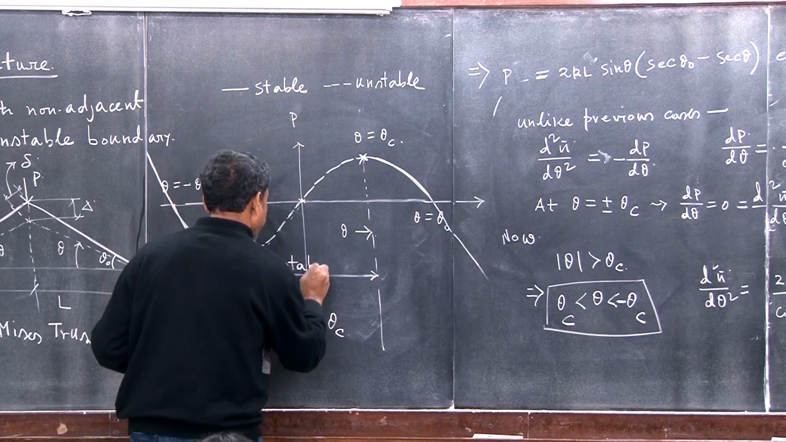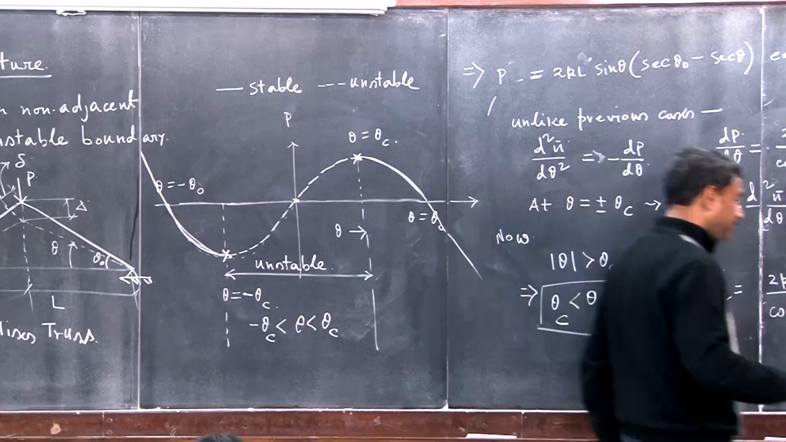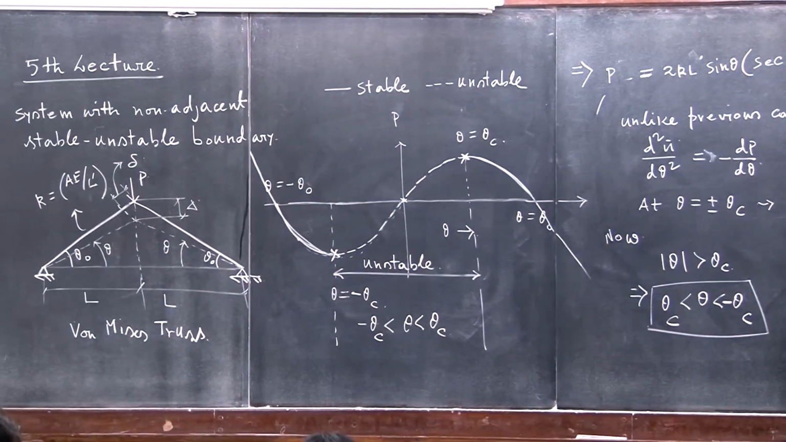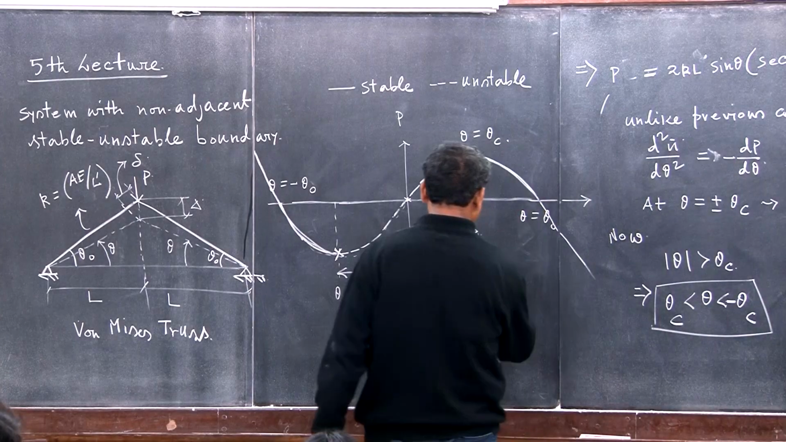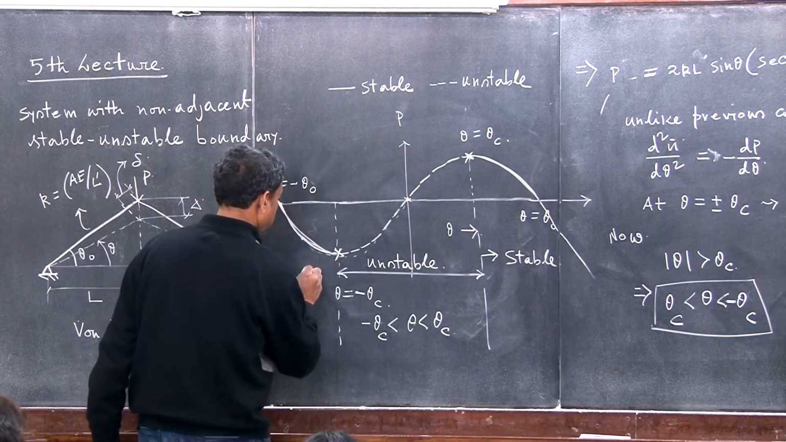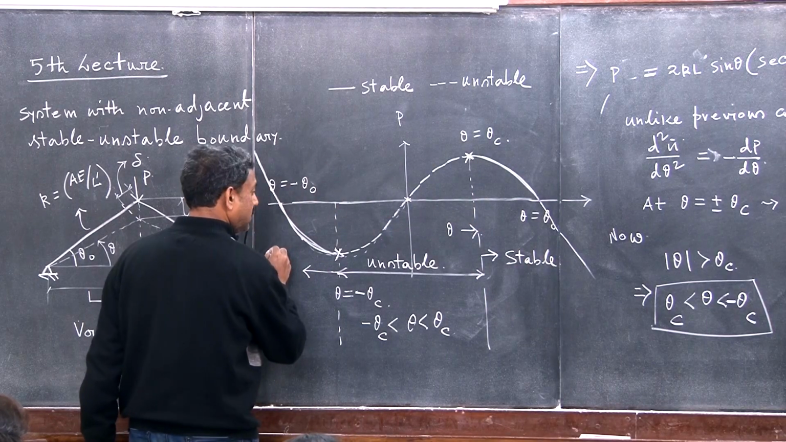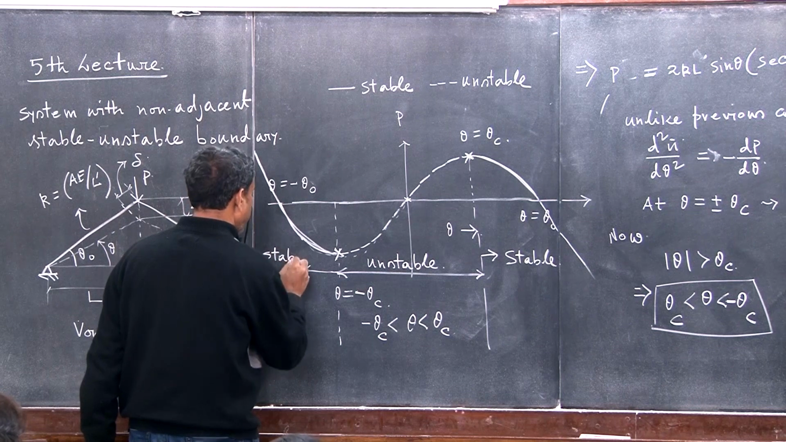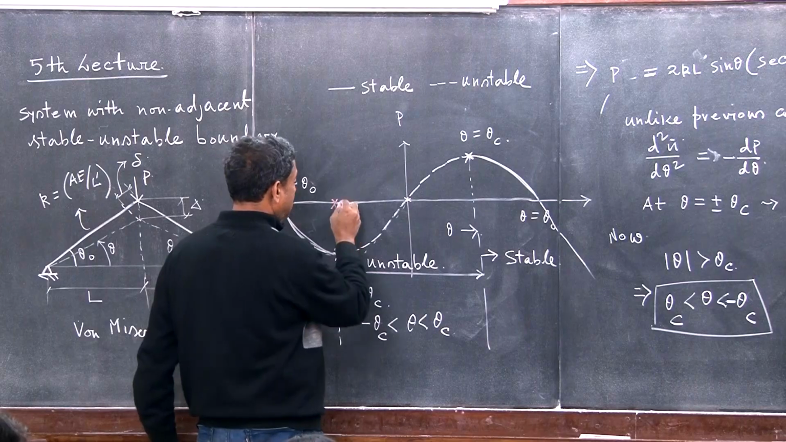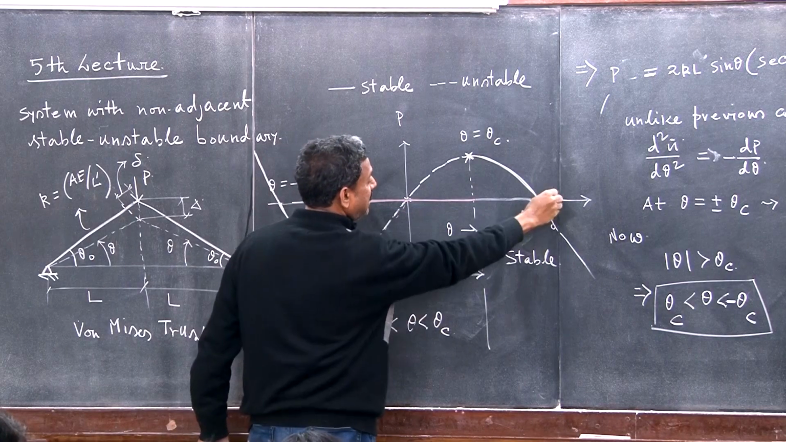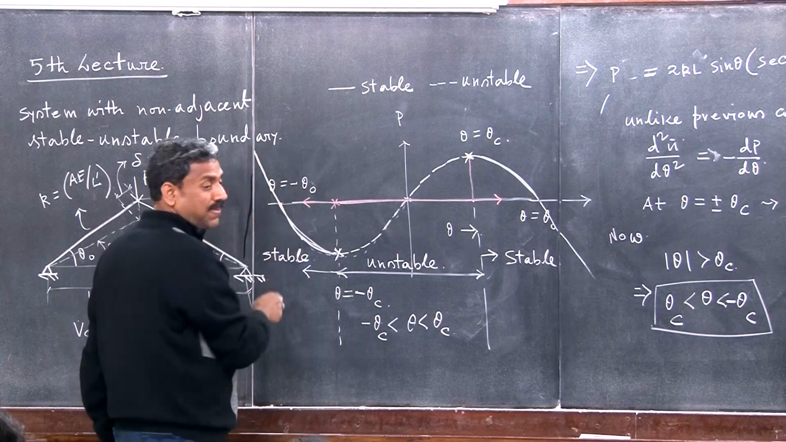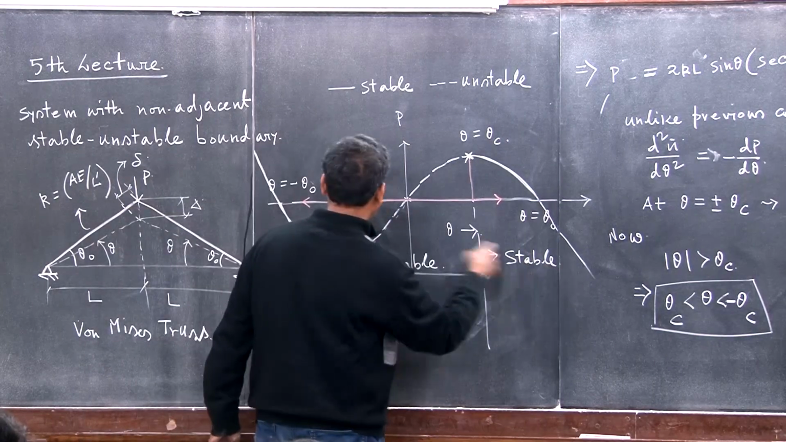This is unstable. This is stable. Please note that. So from here to here, this is unstable. Here it is stable. Beyond this it is stable, and in between it is unstable. This is stable. That's what the solid line is.